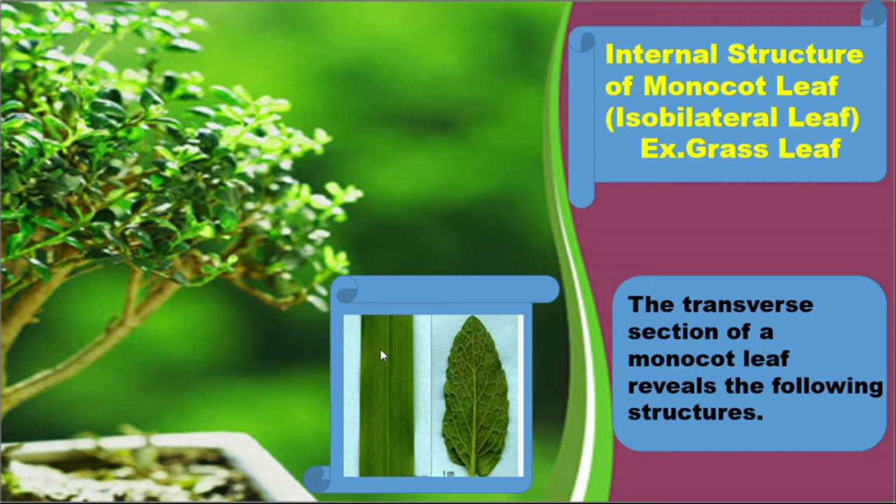So why is the monocot leaf called isobilateral? If you split it, we can easily split it into equal parts, but the dicot leaf is not like that. The dicot leaf we call dorsiventral, but the monocot is an isobilateral leaf. So this is the structure we are going to study.